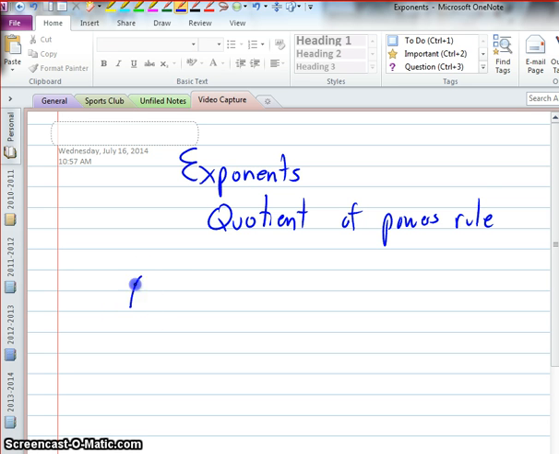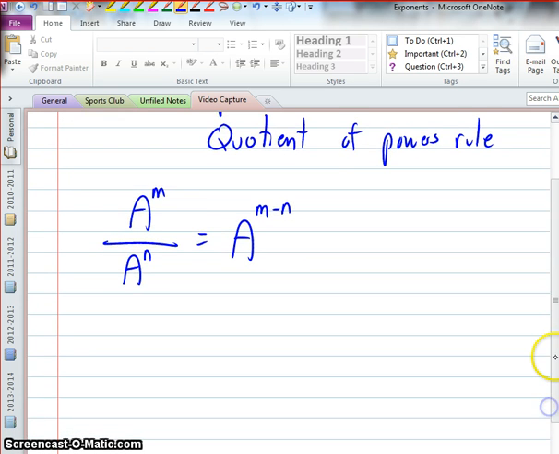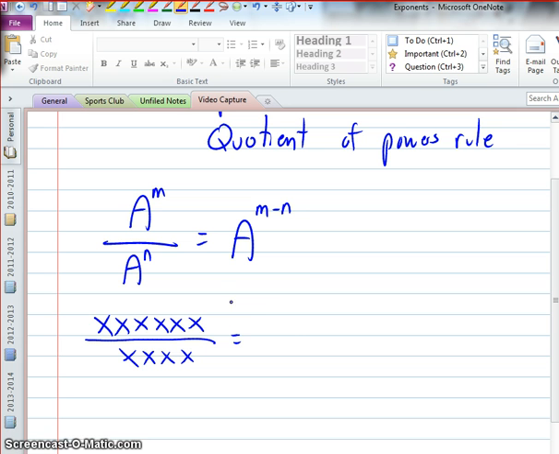So the basic idea here is that if we have a like base being brought to an exponent in both the numerator and denominator, we can simply subtract the denominator's exponent from the numerator's exponent. To illustrate that, I've got 6 x's up top and 4 at the bottom. Realistically you can see that 4 of those would cancel, leaving you 2 x's, but another way to think about that is x to the 6th over x to the 4th: subtract 4 from 6, and you get x squared.